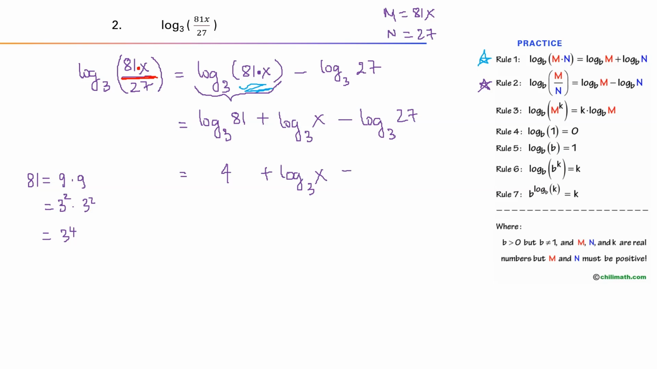And then we have 27. 27 is 3 times 3 times 3. 3 times 3 is 9, times 3 is 27. That's 3 to the power of 3. So 3 raised to the power of 3 equals 27. Now we will have 4 minus 3 is 1. So 1 plus log base 3 of x.